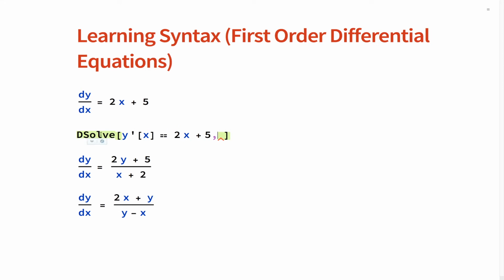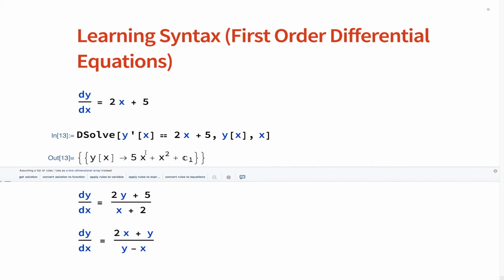So this is the function DSolve. The equation is mentioned here. The second part is y of x. You always write y in terms of the variable, so y with x and then the variable x. So this is how you have successfully translated a differential equation into the DSolve syntax. And then you press Shift Enter and you will get the result for that. And you see there is an arbitrary constant also coming.